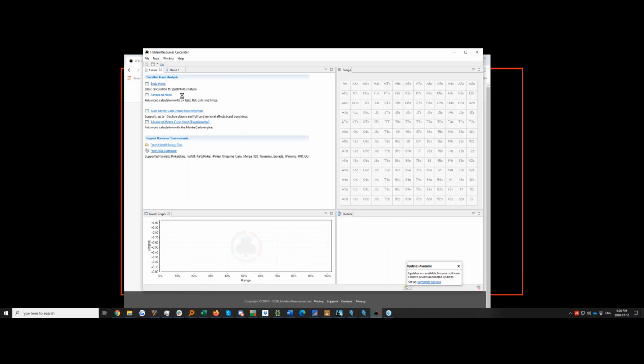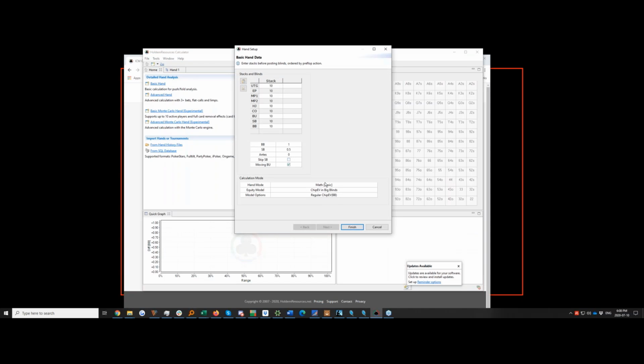Now let's do the exact same thing, but this time let's change the model from GPB to ICM. And here, let's just make it with the same prize pool we had before, 50, 30, 20.